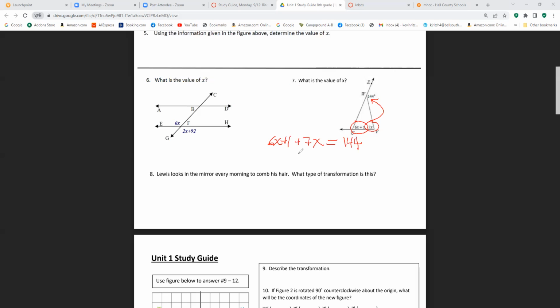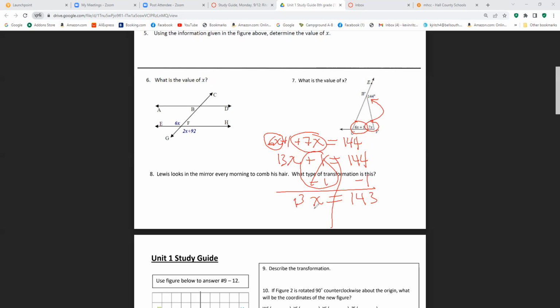All right, so I'm going to add together my like terms. So 6x plus 7x is 13x plus 1 equals 144. All right, so I want to solve for x. So the first thing I'm going to do is get rid of plus 1, which means I'm going to subtract 1 from both sides. So 13x, my 1's cancel. 144 minus 1 is 143.